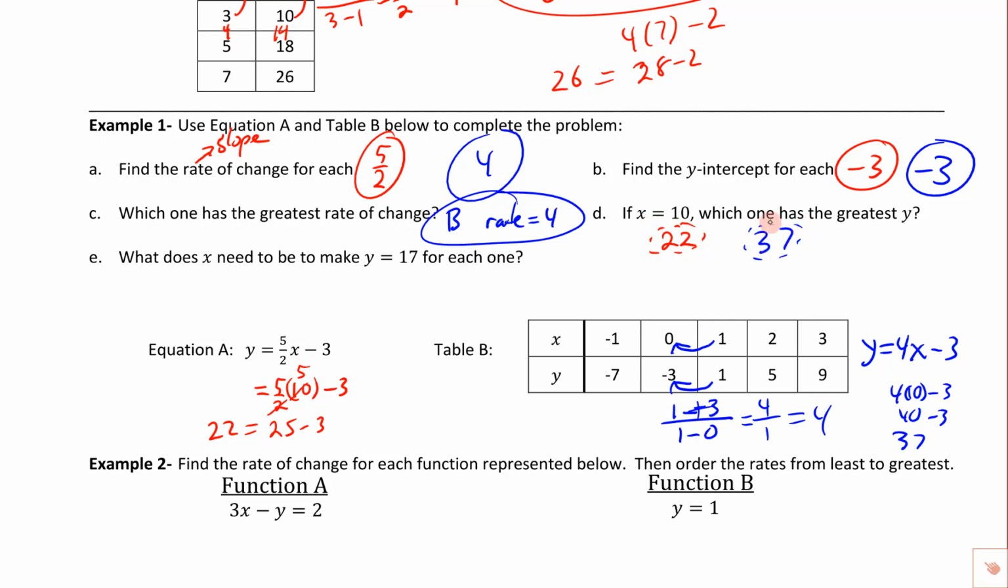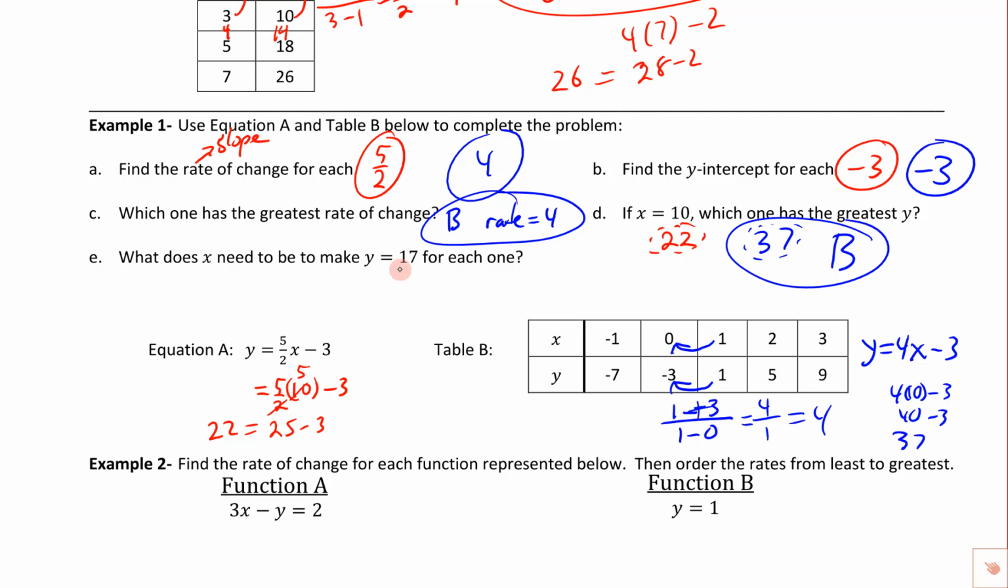It says which one has the greatest y value. That would be B, okay, because it's equal to 37. So I'm going to circle that guy right there. And then it says, what does x need to be to make y equal to 17 for each one? Now, we haven't done a whole lot of this, but this is the way this works. Most of the time, they give us an x value and we plug it into the equation like we did to answer D. But on this one, they're saying, what does x need to be so that y is equal to 17?